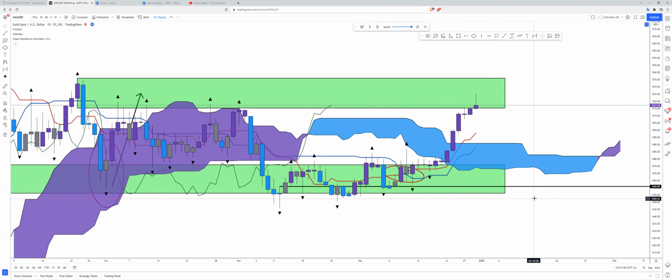If I get it correctly, these fractals, which are forming very near one another.